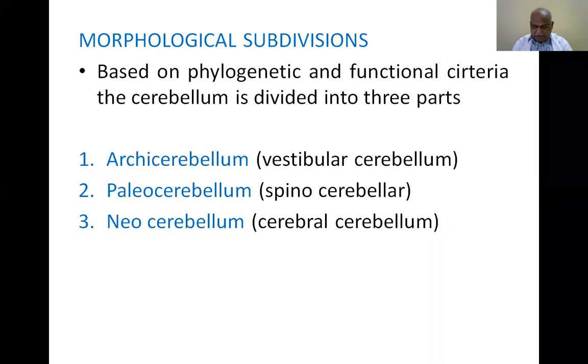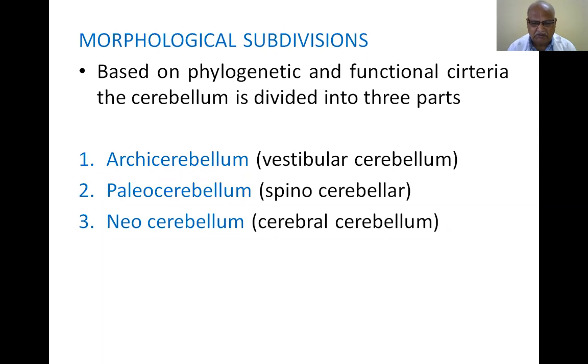divided into three parts. The vermis is divided into certain parts, and the cerebellar hemispheres are divided into certain parts. You have to study which part of the vermis corresponds with which part of the cerebellum. It is named one thing: the flocculonodular lobe is a cerebellar lobe, and it corresponds to the lingula in the vermis. Like that you have to identify. Based on phylogenetic and functional criteria, the cerebellum is divided into three parts.